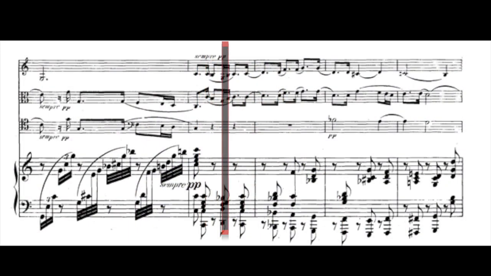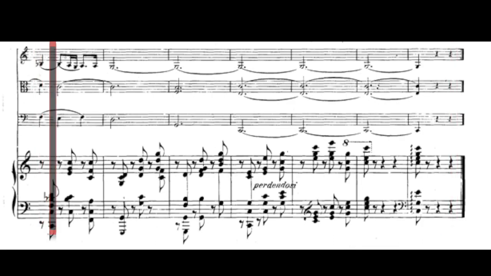So let's jump to the end so that we can really see how Fauré chooses to close off this masterwork of a first movement. As we go through, you're noticing the piano is again on the offbeat. The cello joins in with the descending bass line.